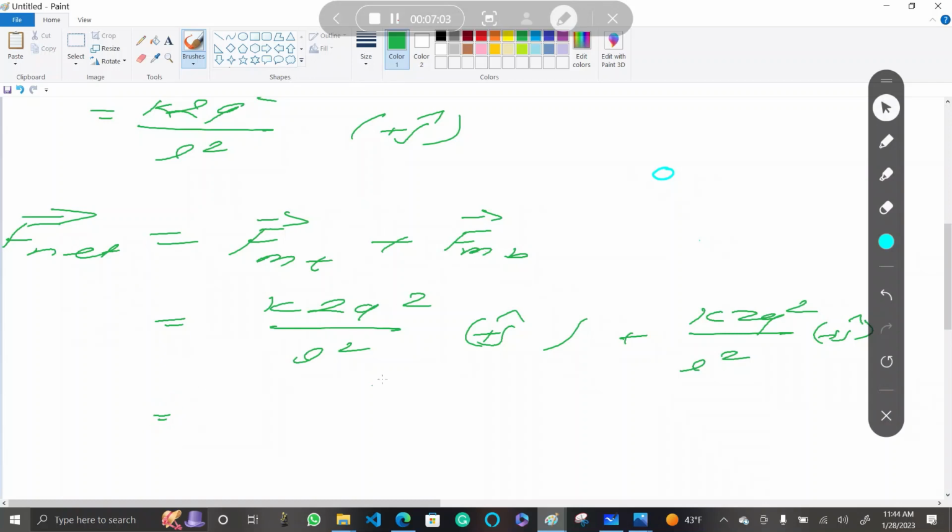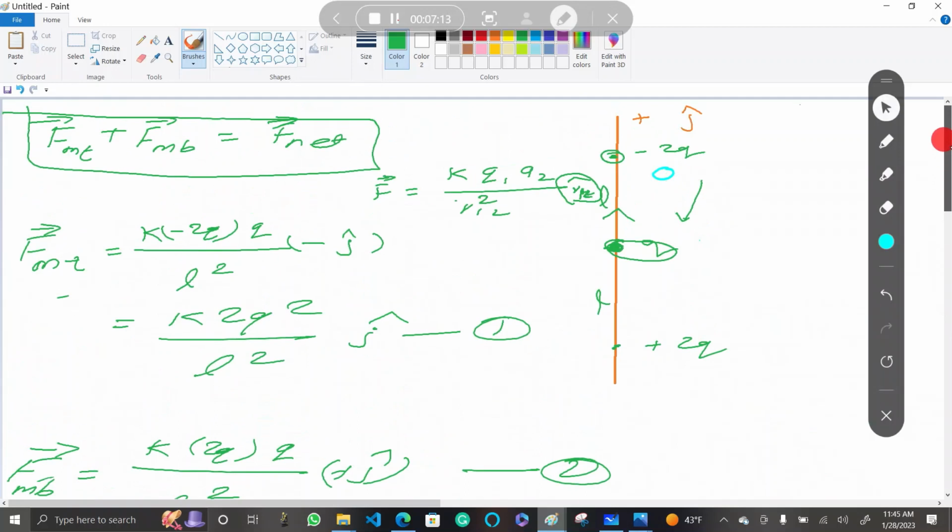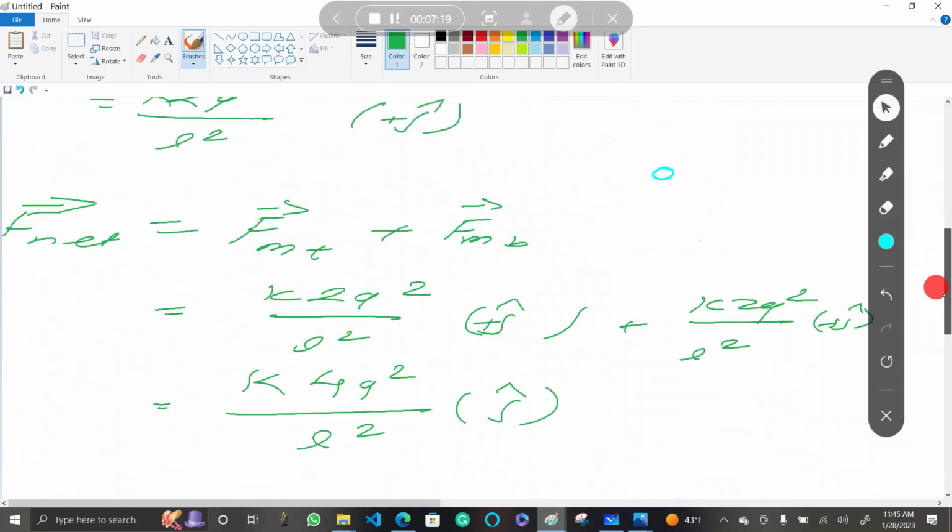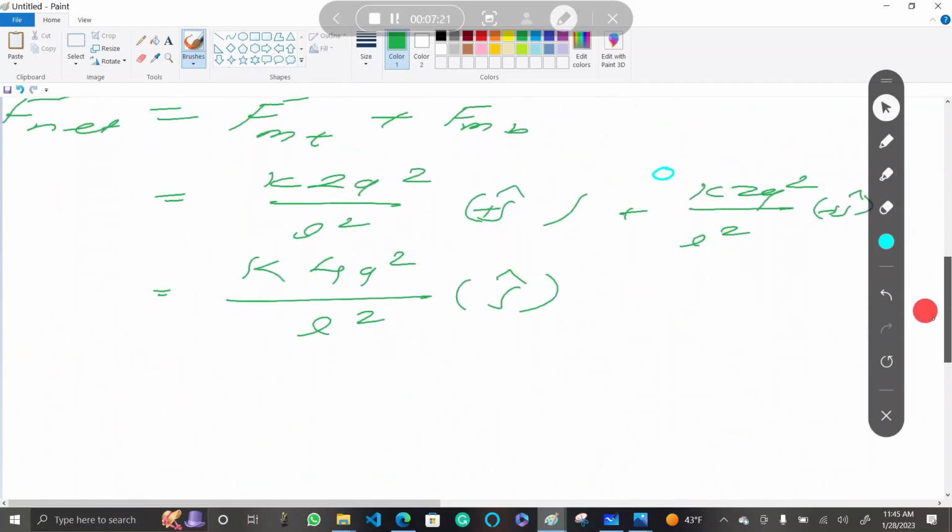This gives me k times 4q square by L square in the j direction. So the middle charge, if you look here, experiences a force towards the positive y direction because of this charge setup on the system.